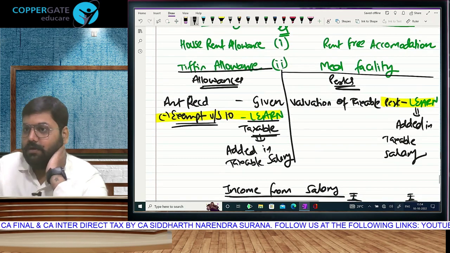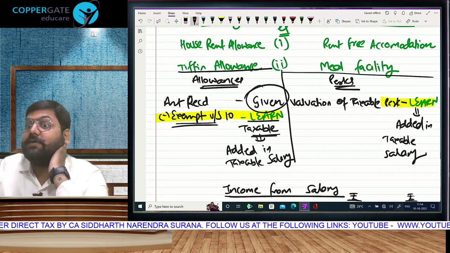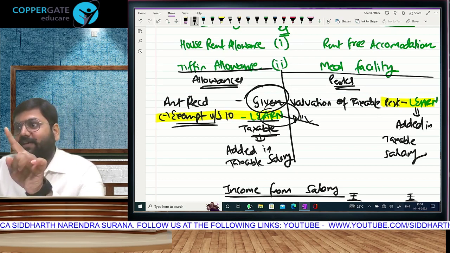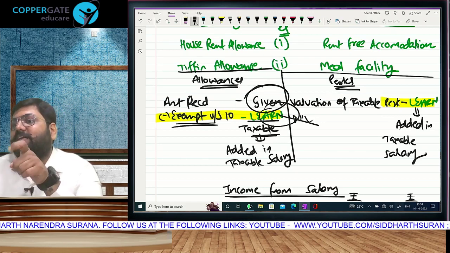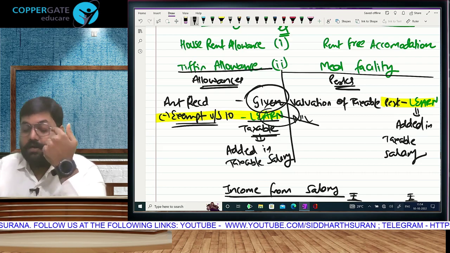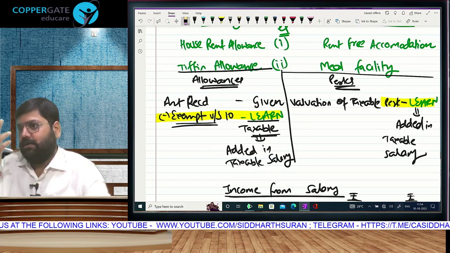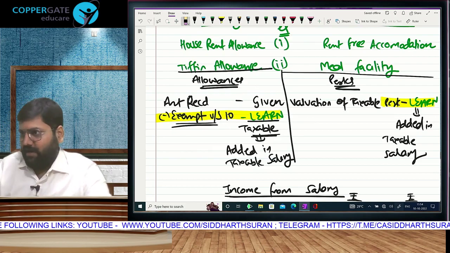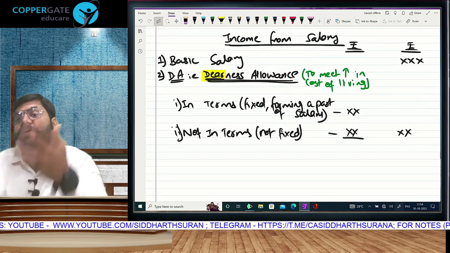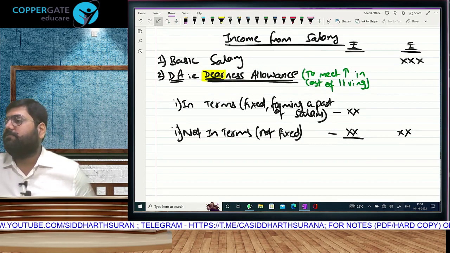Abhi idhar aao. How much DA boss gave you? Question will tell. What is the exemption from DA? Zero. No exemption. In other words, DA received equal to DA taxable. Samjha ke nahi? Okay. But more importantly, tax treatment will be taken care of. Maine kya bola? I'll divide chapter into two parts. Allowances. Perquisite. Under allowances, I will teach you exemption only under those allowances where there is exemption. If I don't teach you any exemption under DA, that automatically means DA is fully taxable.